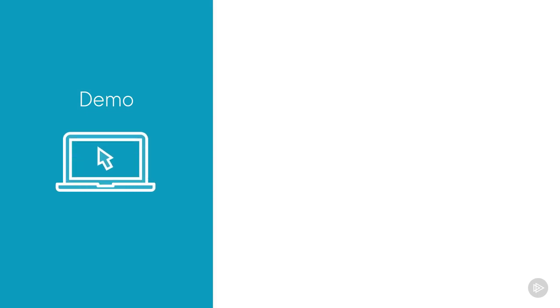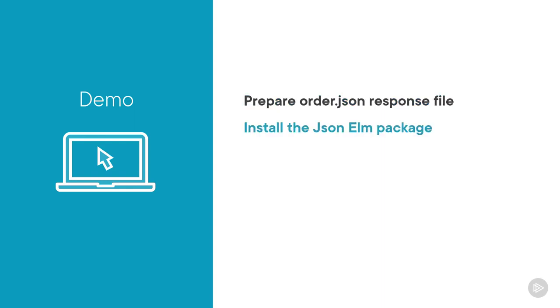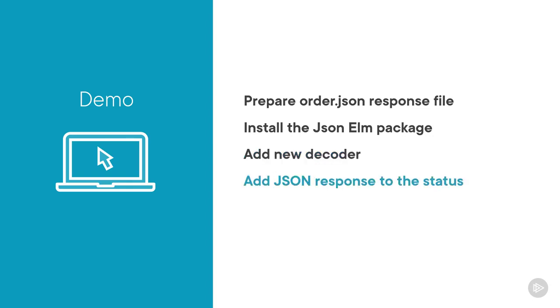We are going to start by preparing a new order.json file to act as a response from our API server. Then we are going to install the JSON Elm package, add a new decoder, then add data from the JSON response to the status of the shopping cart so that users get details about their submitted order.